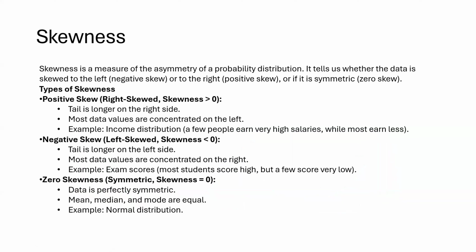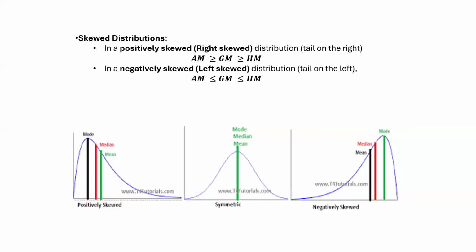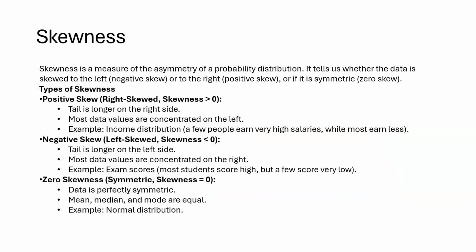So now we have already seen what skewness is. Now let's talk about skewness in detail. Skewness is nothing but a measure of asymmetry of a probability distribution, the frequency distribution that we were talking about. It tells us whether the data is skewed to the left, that is negative skew, or to the right, that is positive skew, or if it is symmetric, that is no skewness in your data.